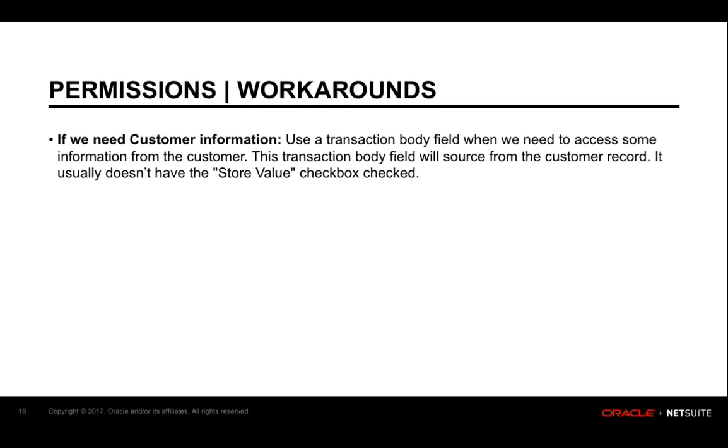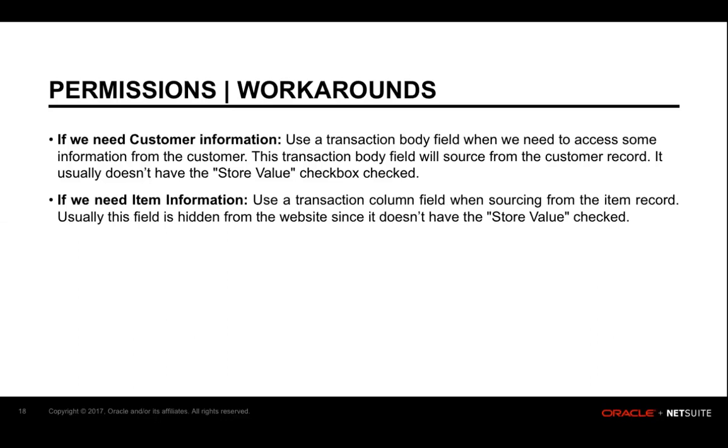For example, if we need customer information, we can use a transaction body field. This transaction body field will source from the customer record, and this field usually doesn't have the store value checked. If we need item information, we can use a transaction column field. It will source from the item record as well. Usually this field is hidden from the website since it doesn't have the store value checked.